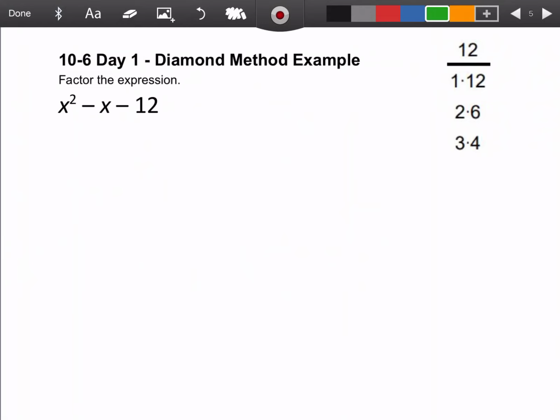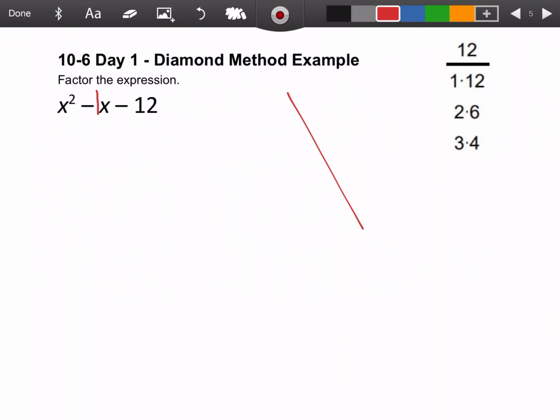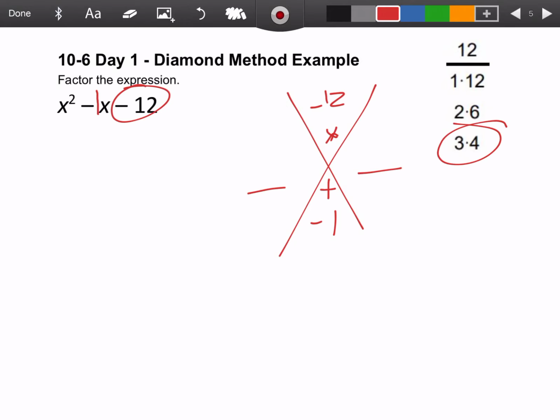In this case, I just wanted to do this one for a couple of different reasons. One, if there isn't a number in front, remember there's always going to be a 1 there. So when we go to create our diamond, we have a negative 12. That whole thing comes, and then we have a negative 1. So we need to multiply to negative 12, and we need to add to negative 1. We need two numbers that do that. In this case, we have 3 and 4, which are 1 away from each other. But here, one of them has to be negative, and here the larger factor needs to be negative, because we have to add to a negative 1.